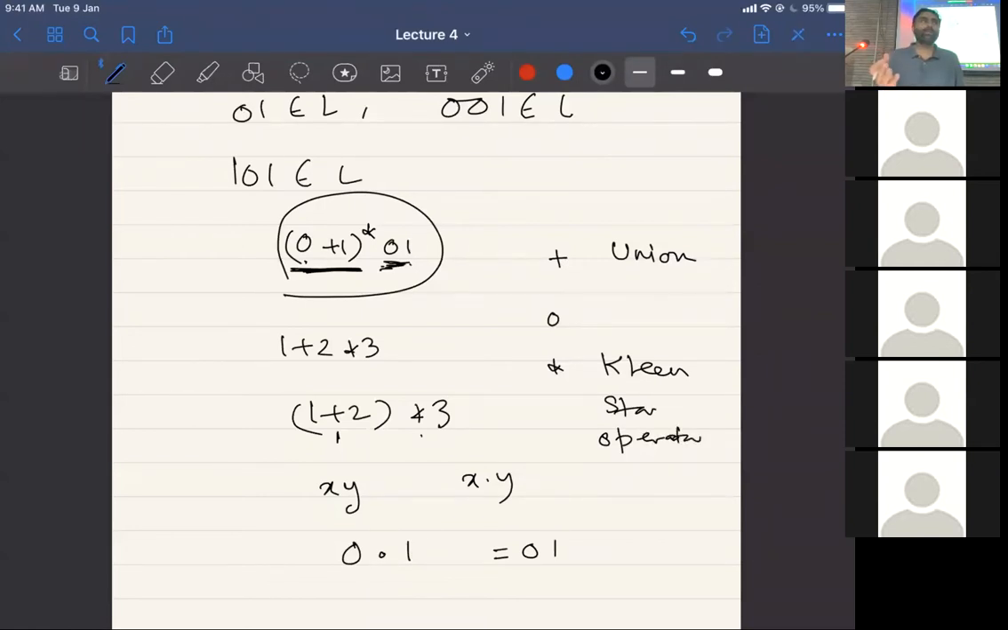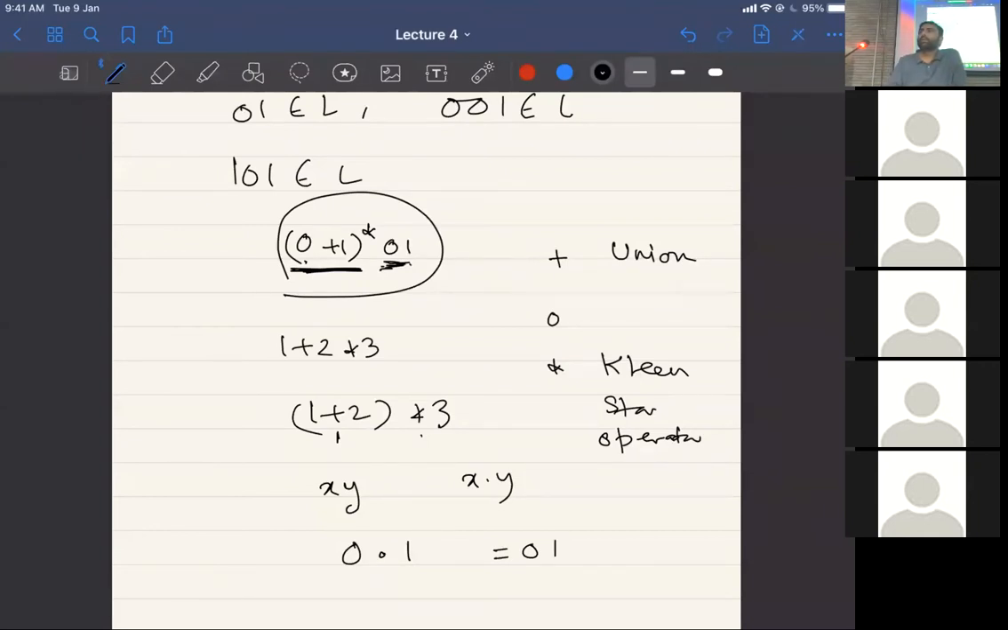So whenever we put a star on something, it means the empty string is included. Then any number of copies can be concatenated together, right? So 0 plus 1 means that we can get 0, or we can get 1, or we can get both. And then we can get 0 copies of 0s and 1s, or 1 copy of 0s and 1s, or infinitely many copies of 0s and 1s. So (0 plus 1) star means that all possible strings of 0s and 1s are possible here, okay? And then at the end, whatever you get from there, you need to put 0 and 1, because this way, the string will always end in 01. So this is an expression for the language that we defined on the last page.